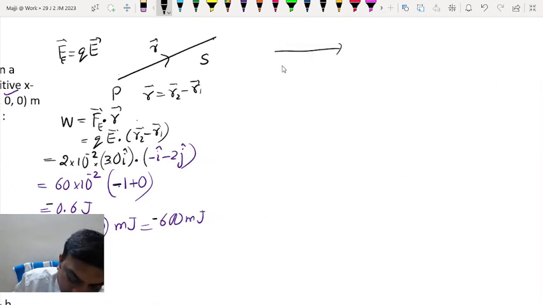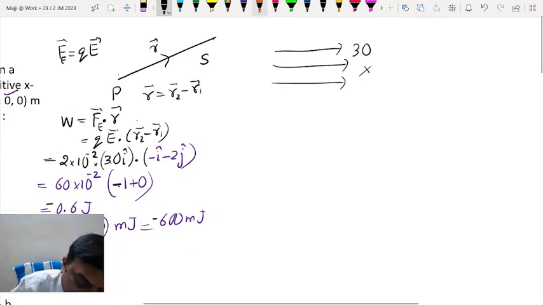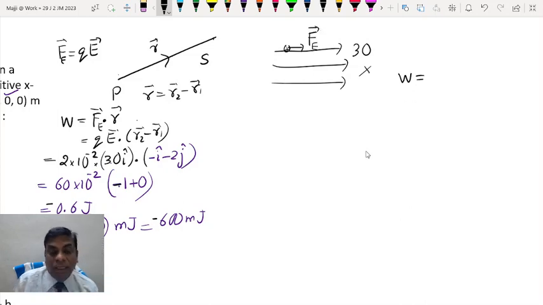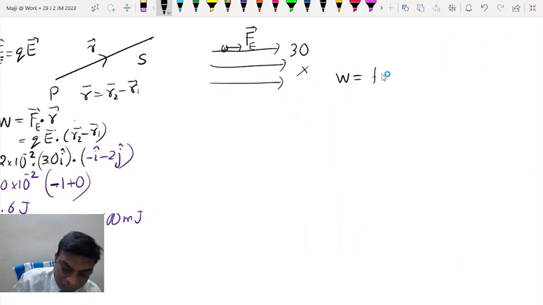Now you see the electric field is clearly given as 30 Newton per coulomb along x-axis. So work done, force on a charged particle will be in the direction of x-axis only. So we are interested only in the displacement along x-axis, because as you know, work done is given by magnitude of force multiplied by displacement in the direction of force, or the component of displacement in the direction of force. That's what we have.